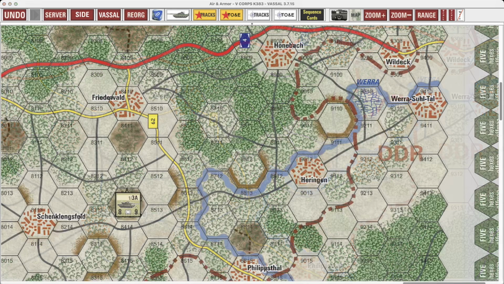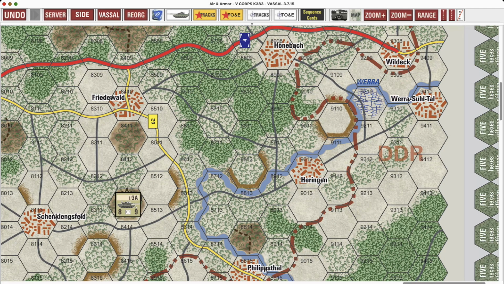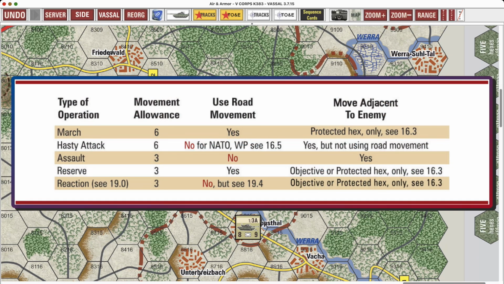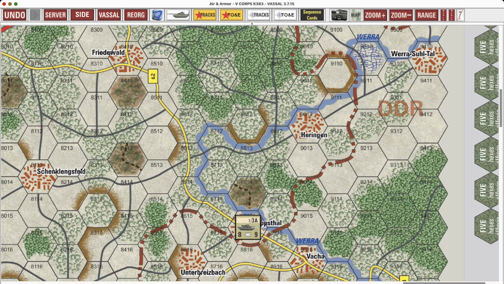The final item we need to cover is a movement function termed minimum movement. Let's just say that this unit started here in Philippsthal and that it is conducting an assault operation. Per the operation summary chart, it has only 3 movement points when conducting an assault. If the NATO player wanted this unit to enter this hex here, then it would have to pay 2 movement points for the minor river hex side, plus 3 movement points for the rough hex, for a grand total of 5 movement points. This would be impossible because it only has 3 movement points.